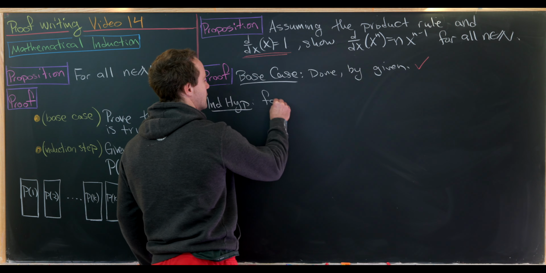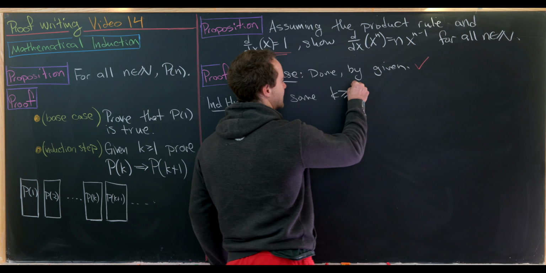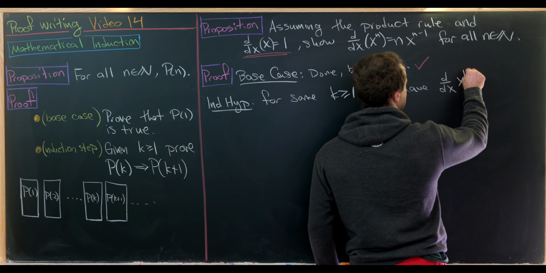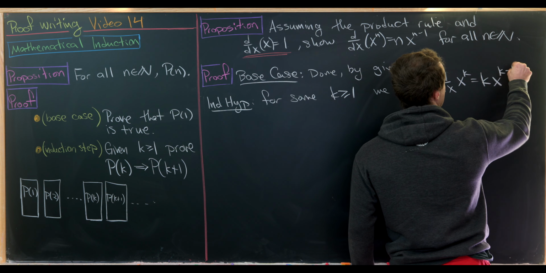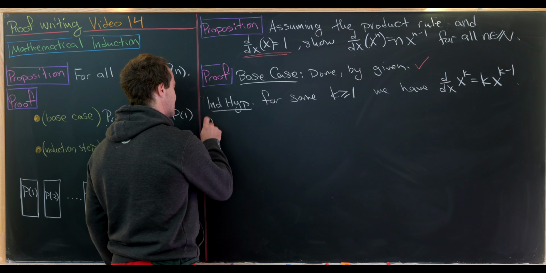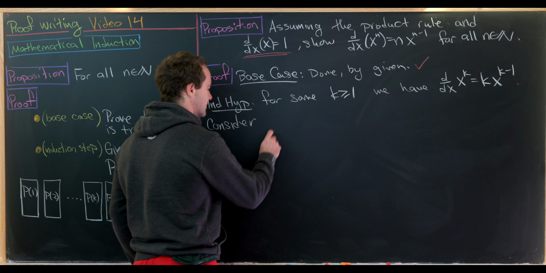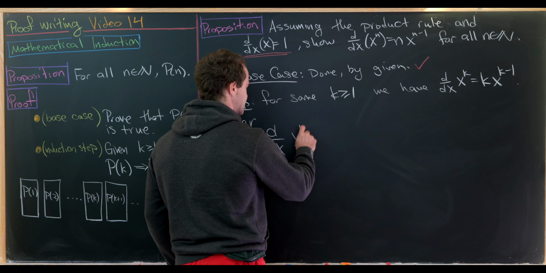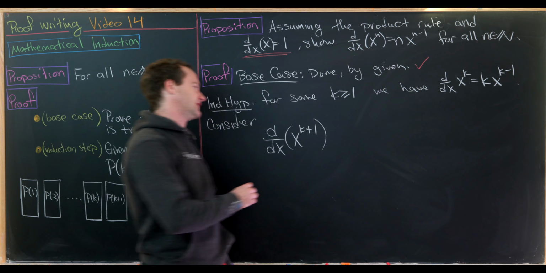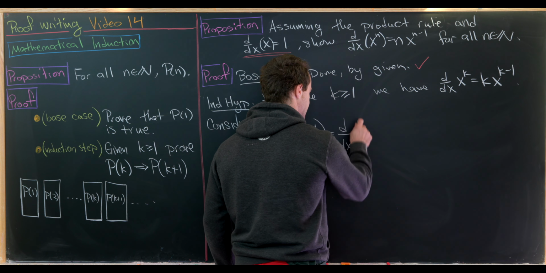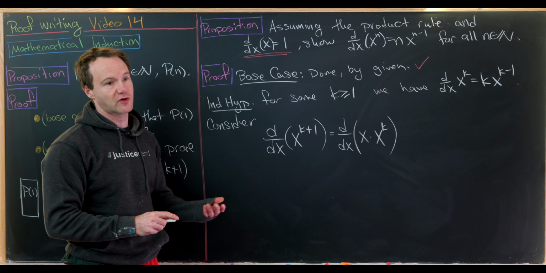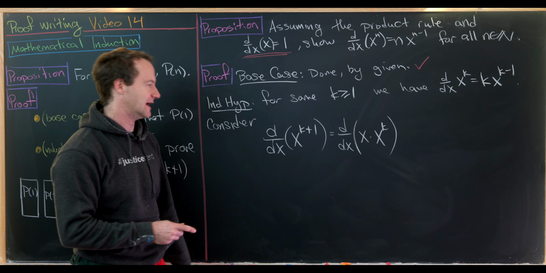So that will be for some k bigger than or equal to 1, we have the derivative with respect to x of x^k is k times x^(k-1). And then from here, let's consider the next case. So let's consider the derivative with respect to x of x^(k+1). But now we can use exponent rules for multiplying powers of x to rewrite this as the derivative with respect to x of x times x^k. And then from here, we'll use the product rule, which is sometimes more formally known as the Leibniz rule.